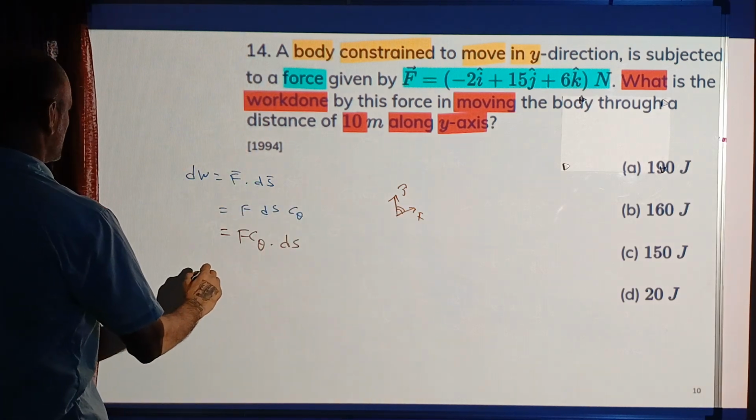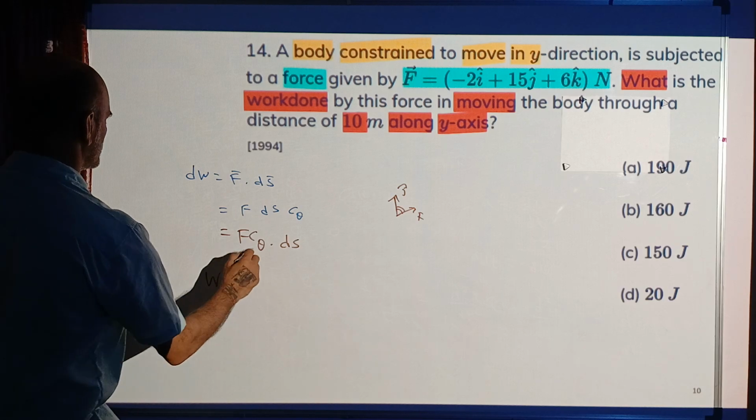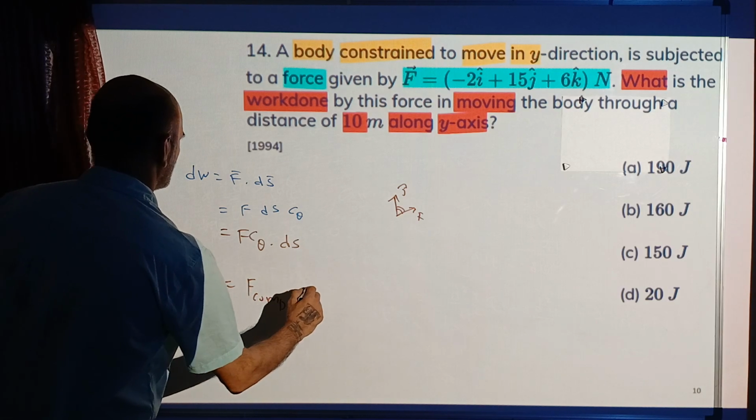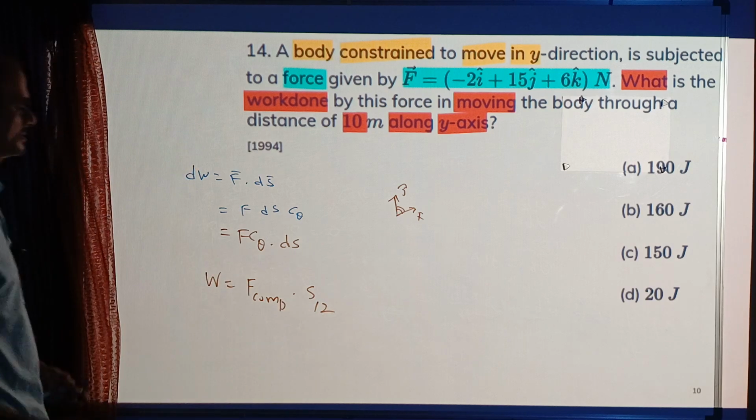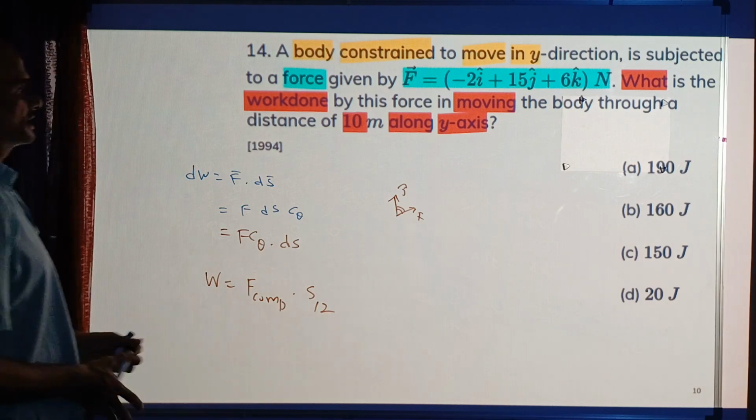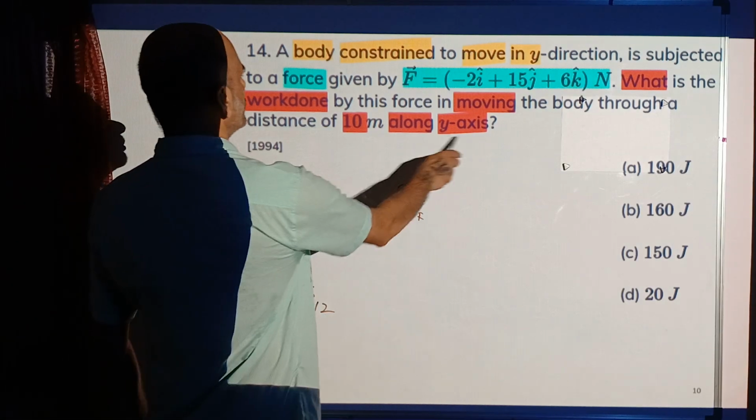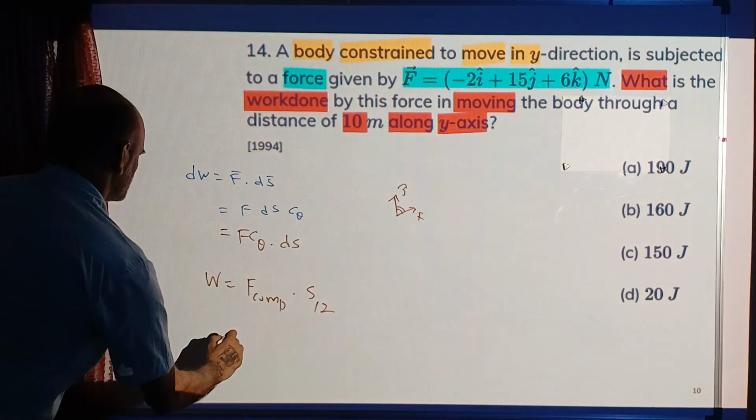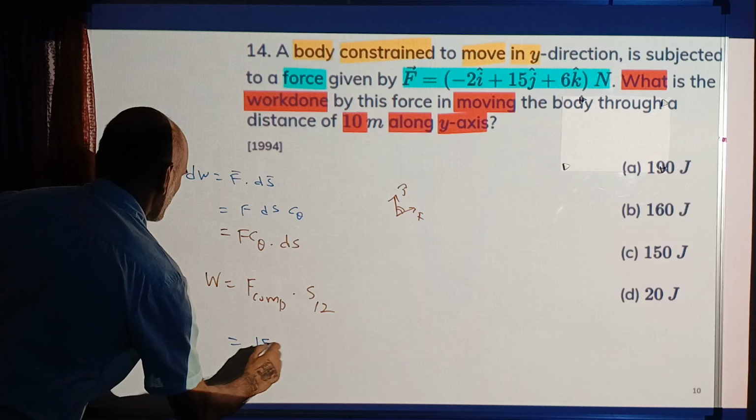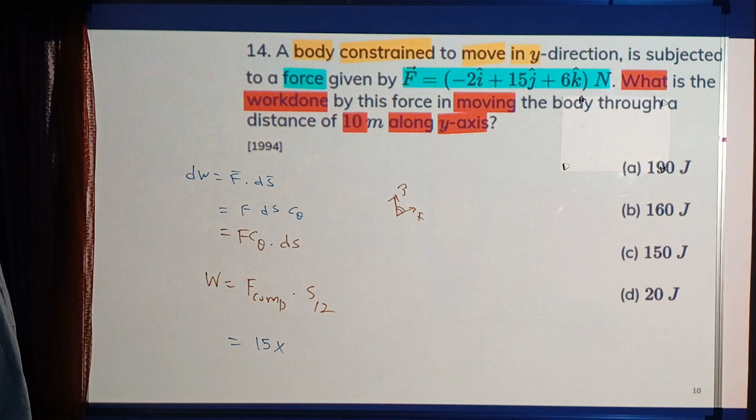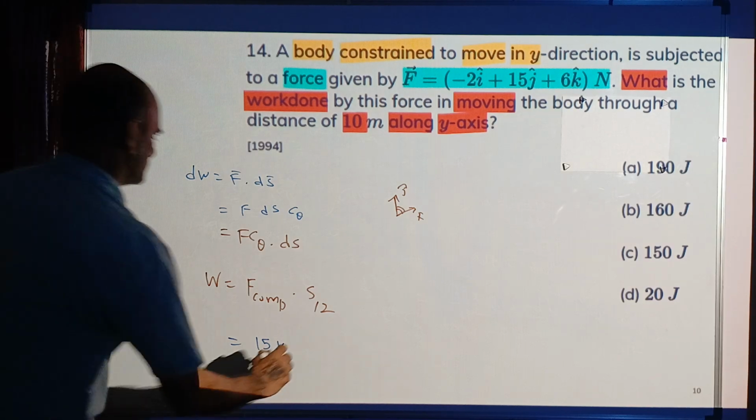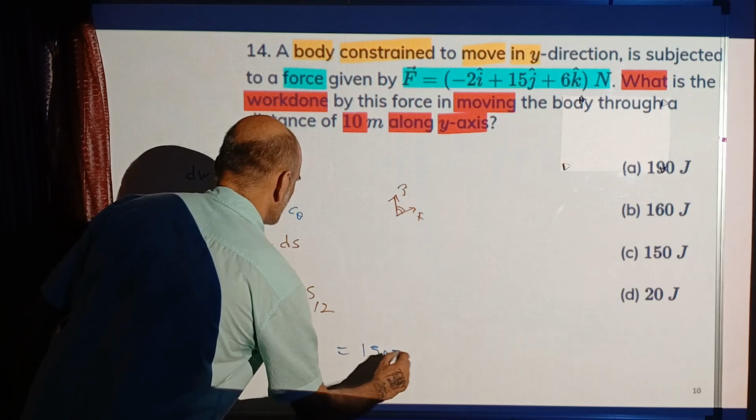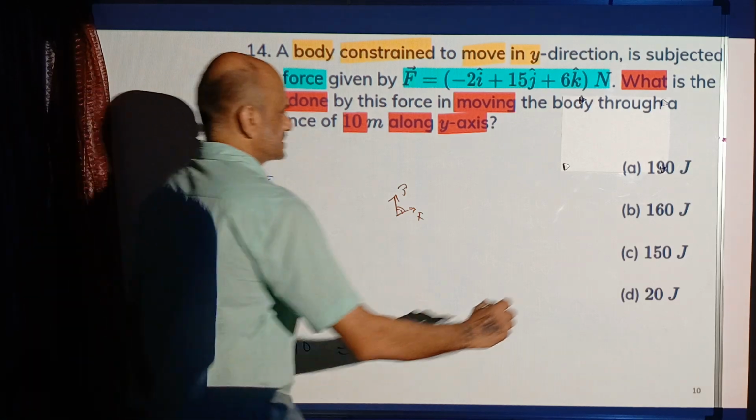So to get the total work done, this F component will come out, and you have to take the total displacement. So F component along the direction of displacement, the body is moving along the y-axis. So force component along the y direction is 15. And the displacement along the y direction is 10. So 150 joules. So option C is the answer.